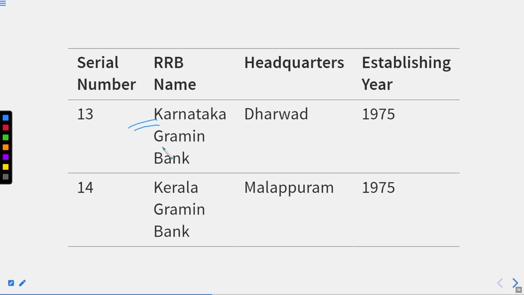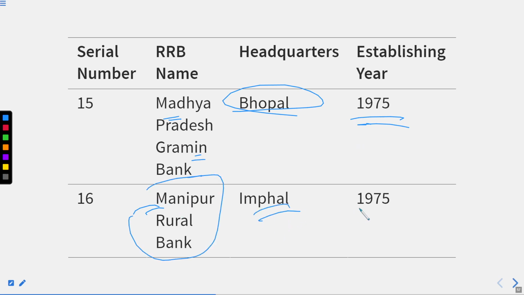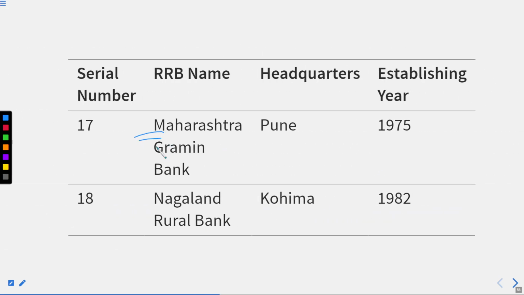Thereafter, we have the Karnataka Gramin Bank, headquarters at Dharwad, established in 1975. We have Kerala Gramin Bank, headquarters at Mallapuram, established in 1975. Thereafter, we have the Madhya Pradesh Gramin Bank, headquarters at Bhopal, established in 1975. Thereafter, we have Manipur Rural Bank, headquarters at Imphal, established in 1975. Thereafter, we have the Maharashtra Gramin Bank, headquarters at Pune, established in 1975.